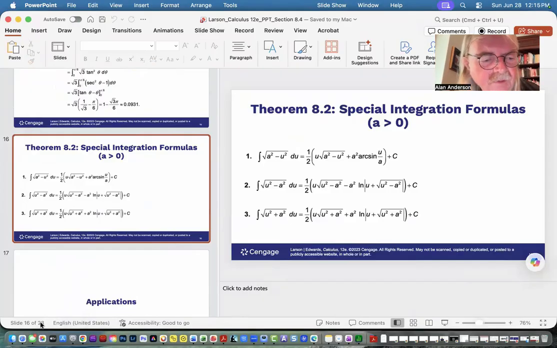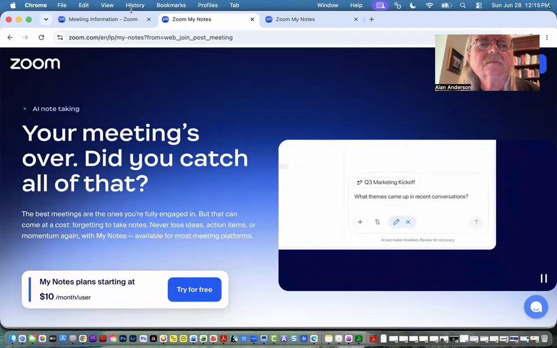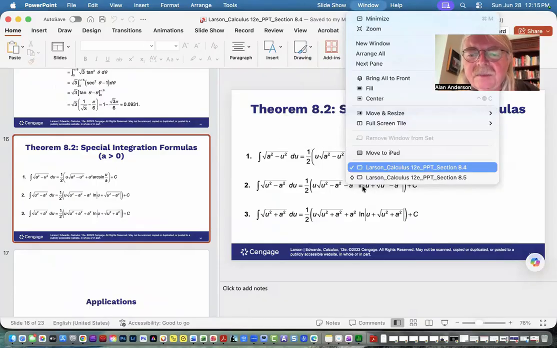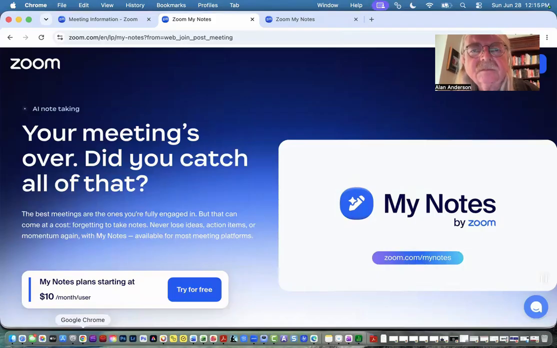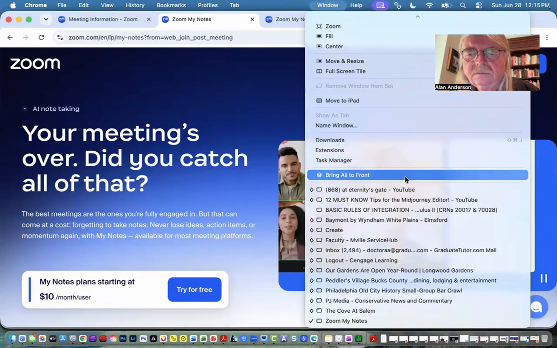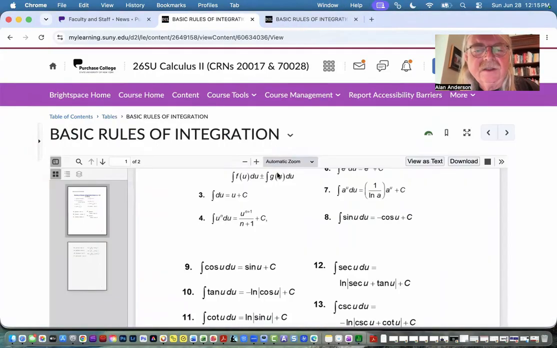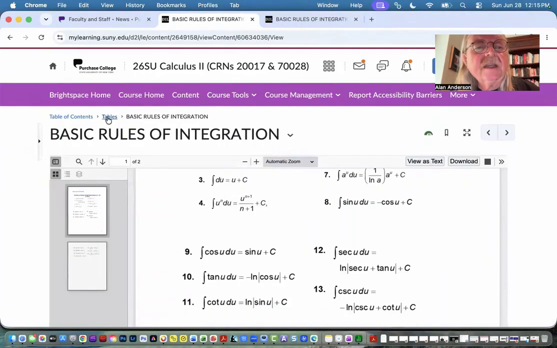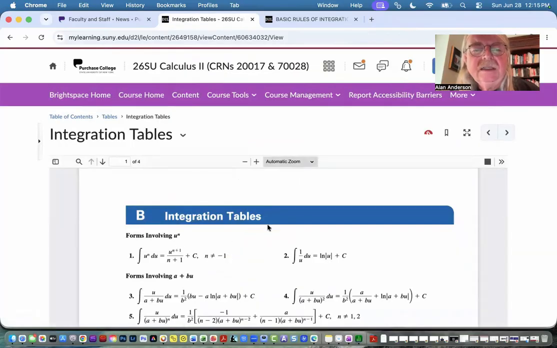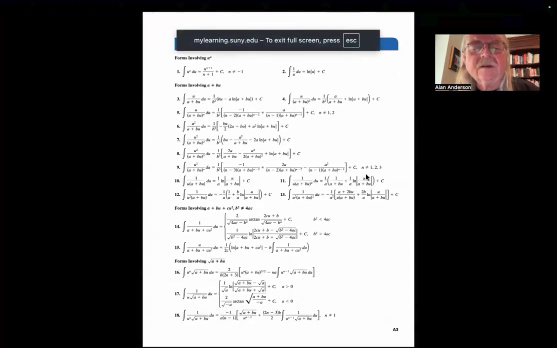In fact, if you want to look back at Brightspace, which I might have open right now, hold on. Ah, maybe here it is. Here it is. This is the basic rules, but if you go back to the tables, I think I also included the full-blown version. There it is, integration tables. This is the scary one. Yeah, look at this one. Let's download this real fast. Oh, it's not offering me a download. There it is.